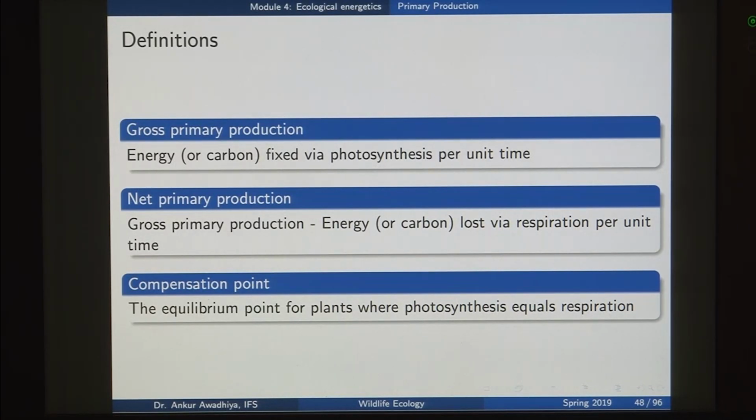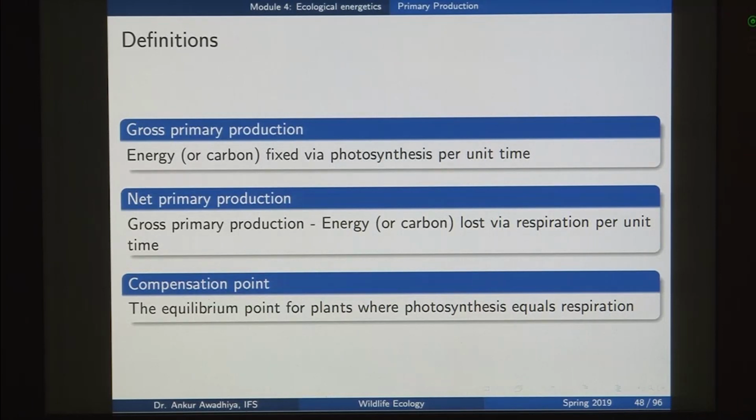So, at these 2 points the plant is neither absorbing carbon dioxide nor releasing carbon dioxide, and it is neither absorbing oxygen nor releasing oxygen. These 2 points normally occur during early mornings and late evenings. These 2 points are known as the compensation points.